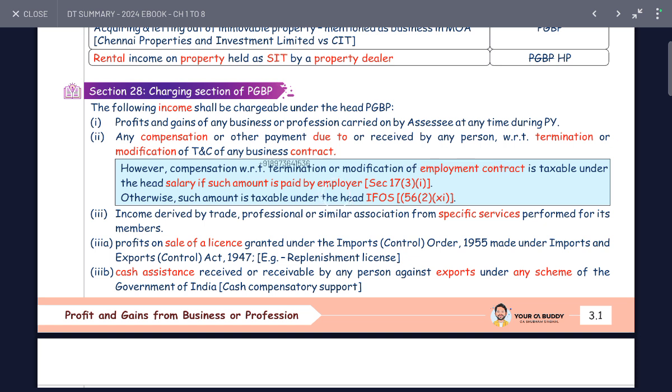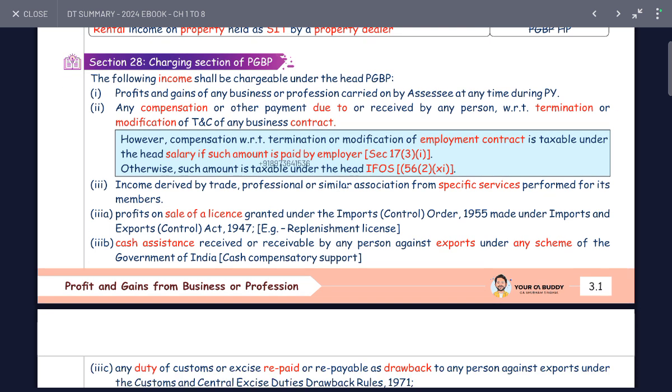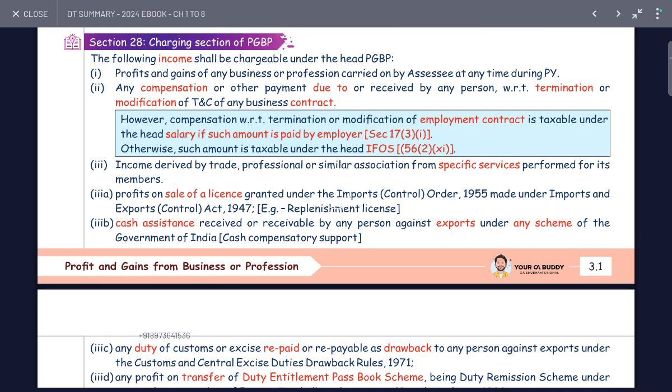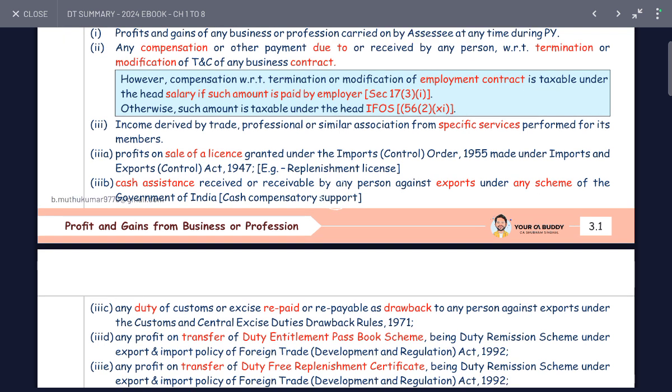The profit and gains of the business or profession carried on by the assessee during the previous year. Any compensation or other payment due to or received by any person on the termination or modification of the terms and conditions of any business contract is business income. However, compensation on termination or modification of an employment contract is taxable under the head salary, as the amount is paid by the employer under section 17(3)(i).